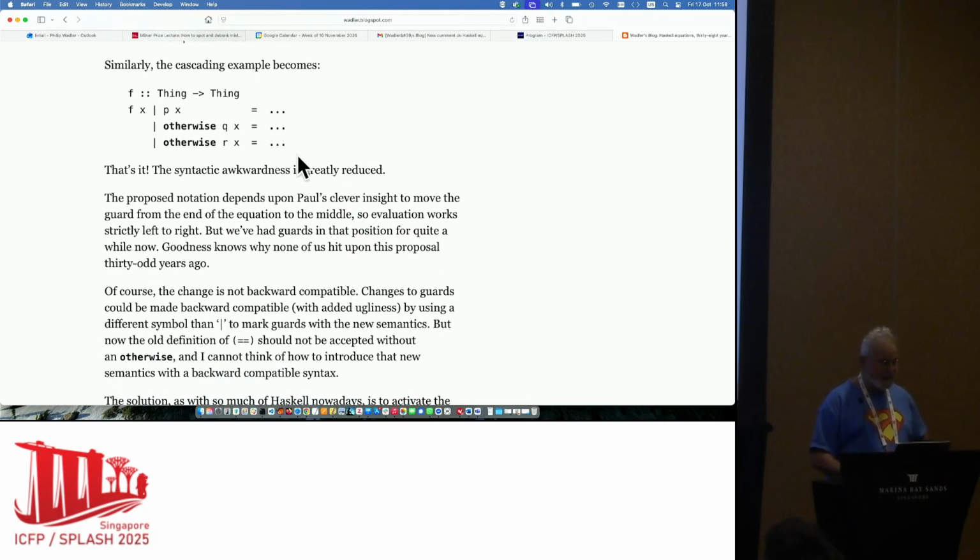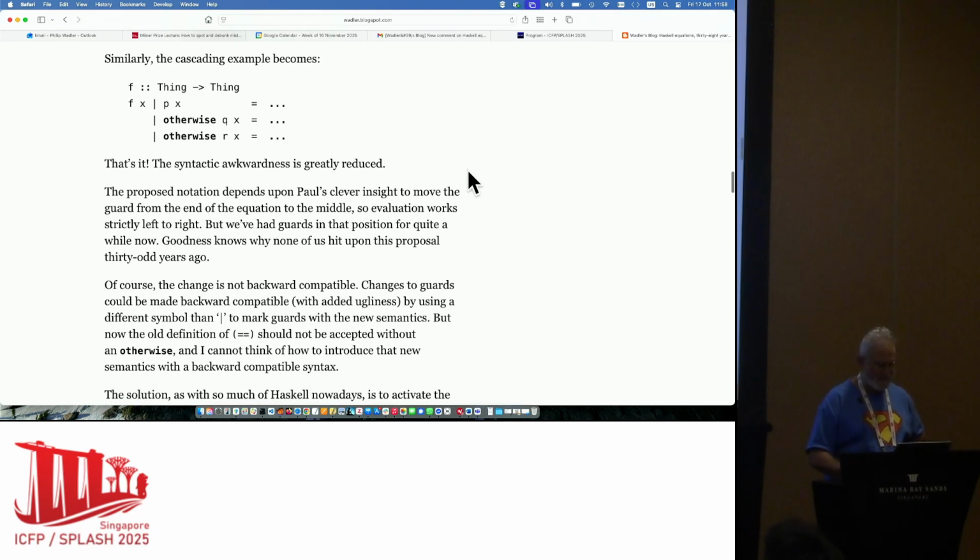Or in the cascading example I gave, we would just add otherwises before all the other conditions. Otherwise is sort of lengthy. Some people said, oh, why don't you use else or something instead? I won't get down to that level, but there might be better ways of doing it.